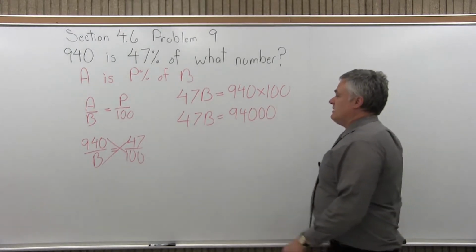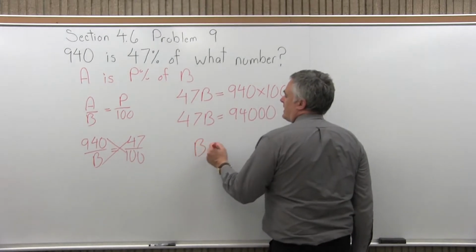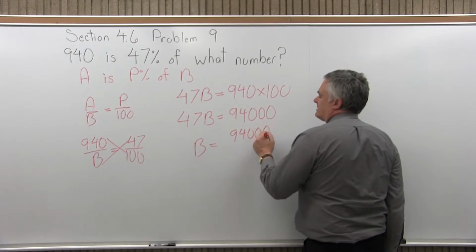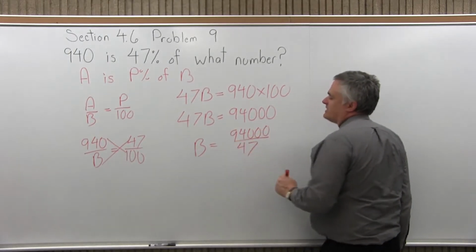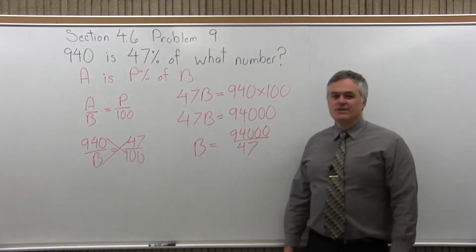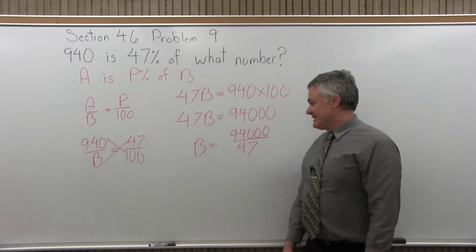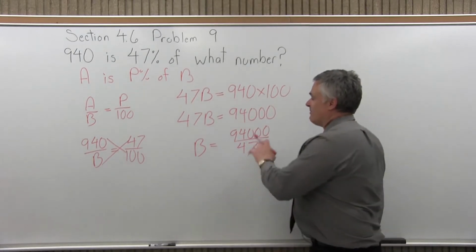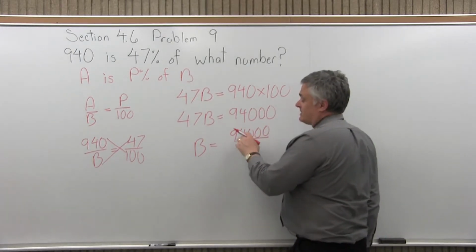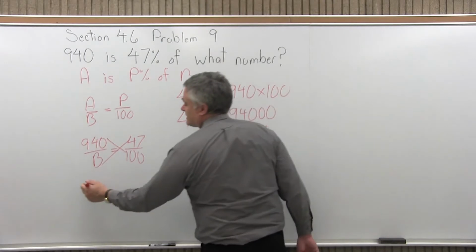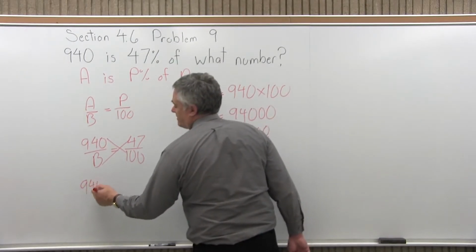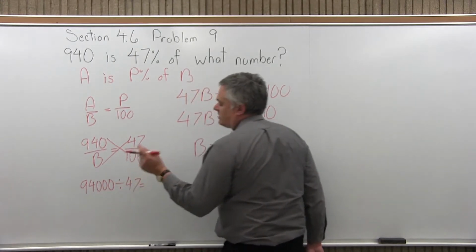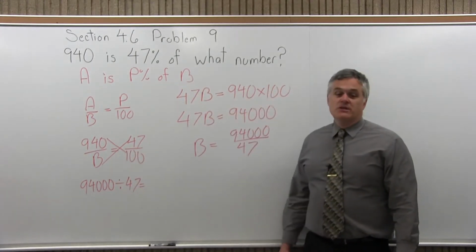Now, to solve for B, divide out the 47. So 94,000 divided by 47. That's not something that divides all that easily. Actually, once you start it, you'll see that it will. But let's say you don't know what the answer is. If your teacher allows you to use a calculator for class, you do the numerator divided by the denominator equals, and you'll get the answer.